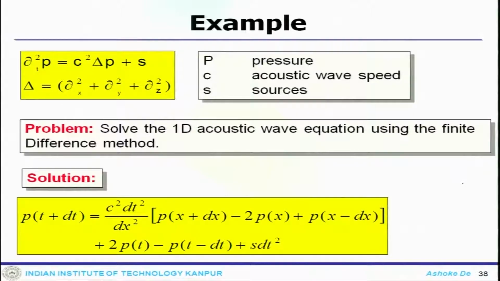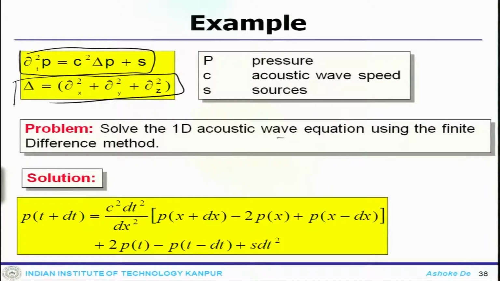Now, the example that we have taken, that wave equation, solves the 1D acoustics wave equation. The governing equation is this, where delta is the Laplacian, P stands for pressure, C is the wave speed, S is the source, and the solution would be of this nature, P at t plus delta t and x plus delta x and all this.